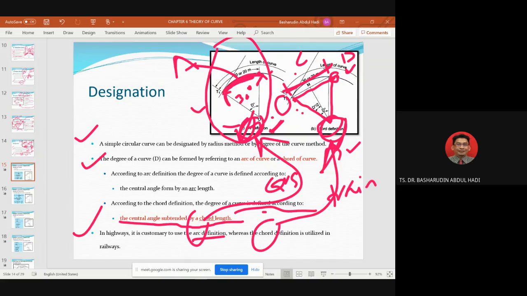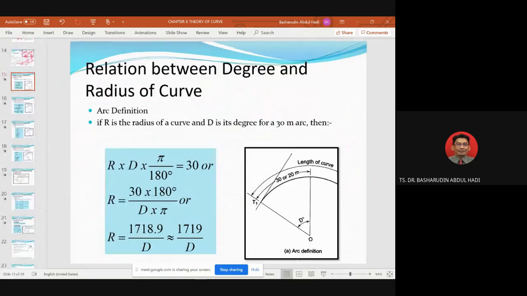We go to slide number 15 about how we calculate the arc definitions. But don't worry, because after this we have exercises, so you can see how to calculate the chord lengths, what the radius is, and so on.